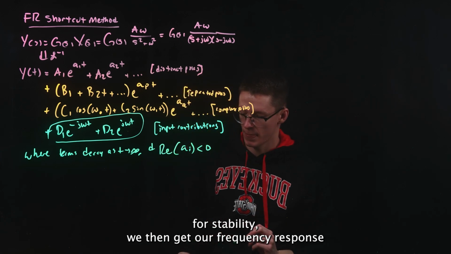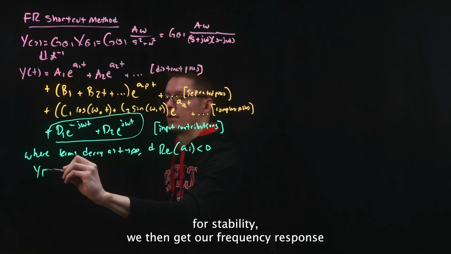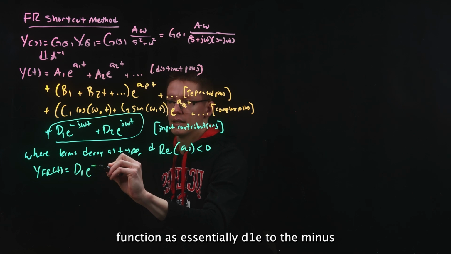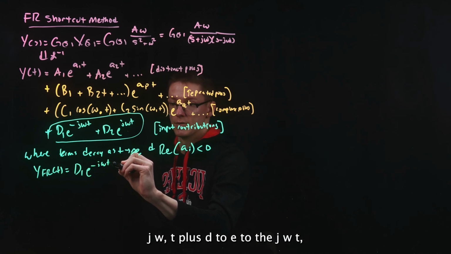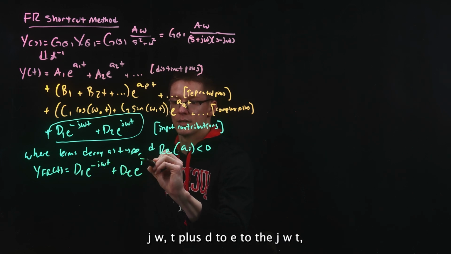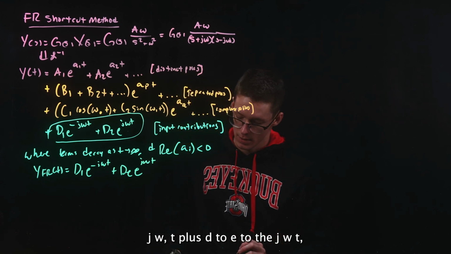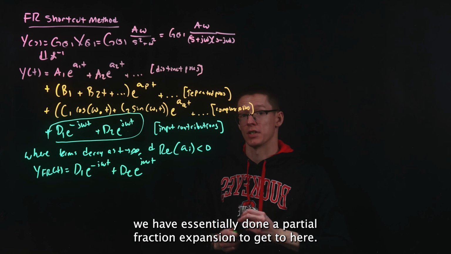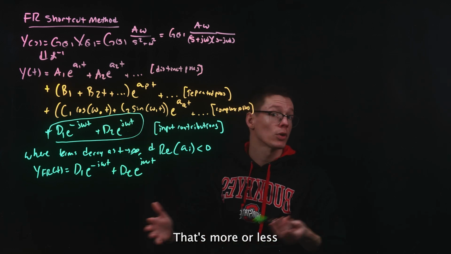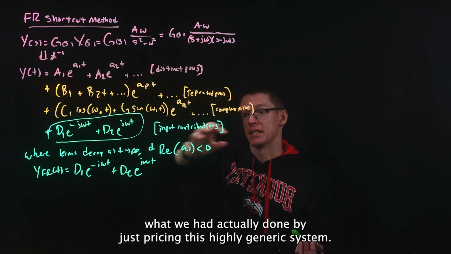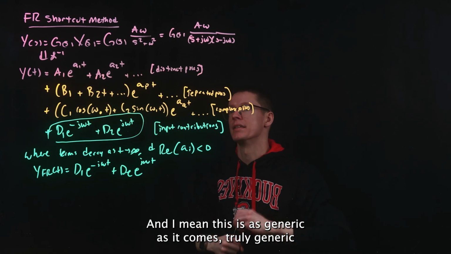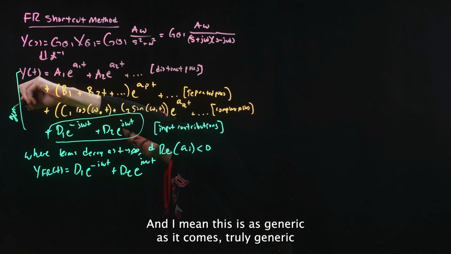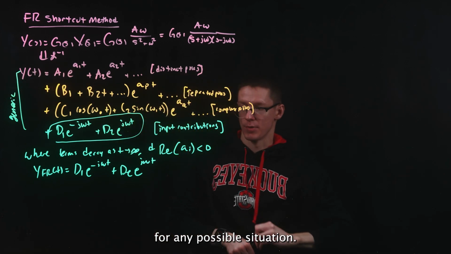0 for stability. We then get our frequency response function as essentially d1 e to the minus j wt plus d2 e to the j wt. And so in this, we have essentially done a partial fraction expansion to get to here. That's more or less what we've actually done by just placing this highly generic system. And I mean, this is as generic as it comes. Truly generic for any possible situation.